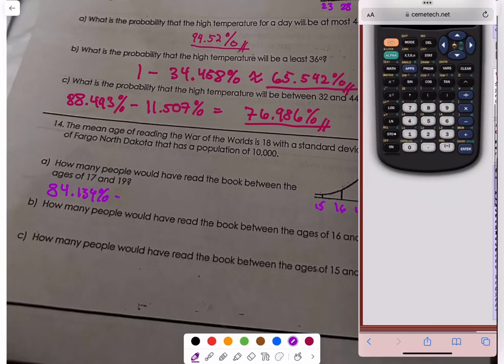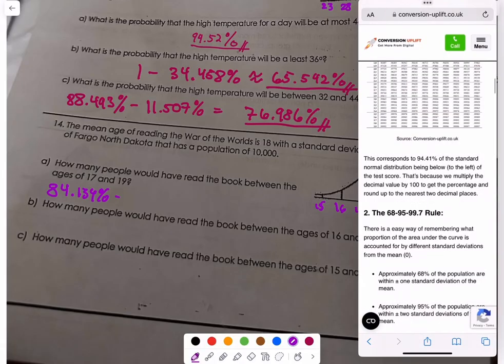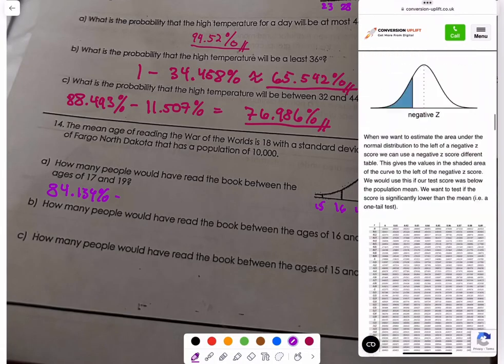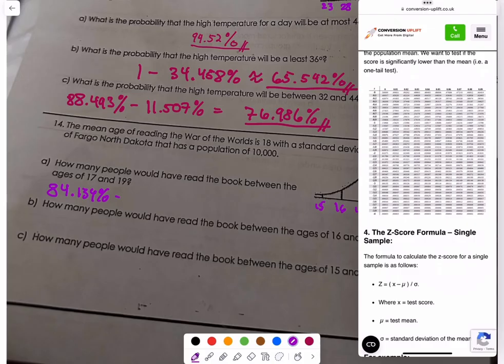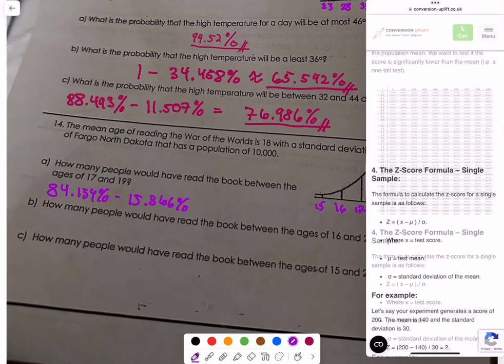So all we do is the same thing, but replace 19 with 17. We do get -1, and then on the negative z-score chart, -1 is 15,866. Okay, so between 17 and 19, we're going to subtract those two results.